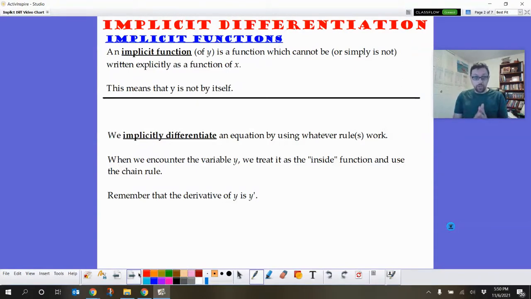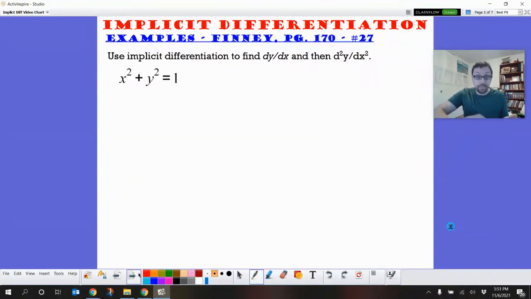What we're going to do is implicitly differentiate, which just means that we're going to find the derivative like we always do. But as we go along, we're going to encounter y's. And whenever we encounter a y, we pretend that's my inside function, apply the chain rule to that y, and then just mark it down as y prime. So let's look at an example.